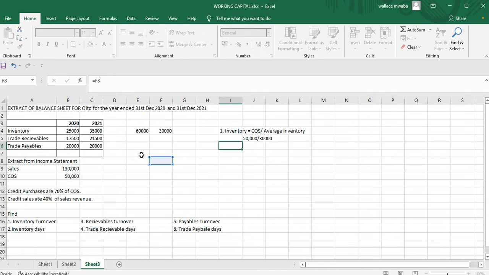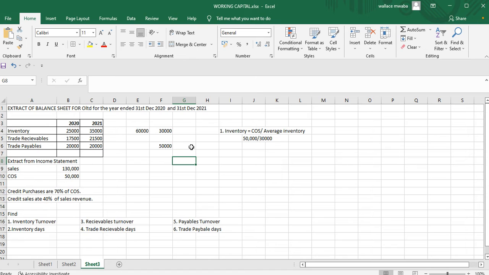All right, so let me do this. Let me put 50, so we can divide 50,000 by 30,000. 50,000 divided by 30,000, we get 1.667. All right, we can round that off to 2.